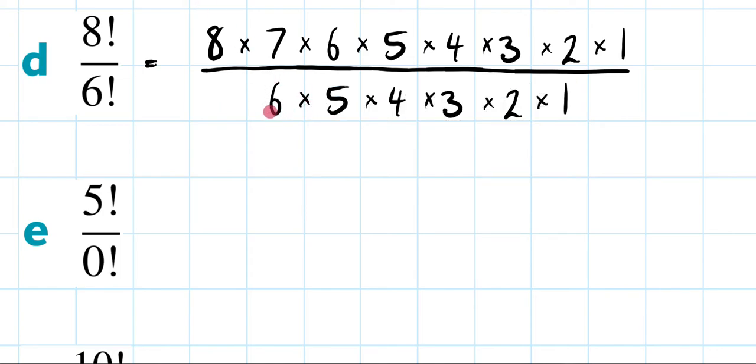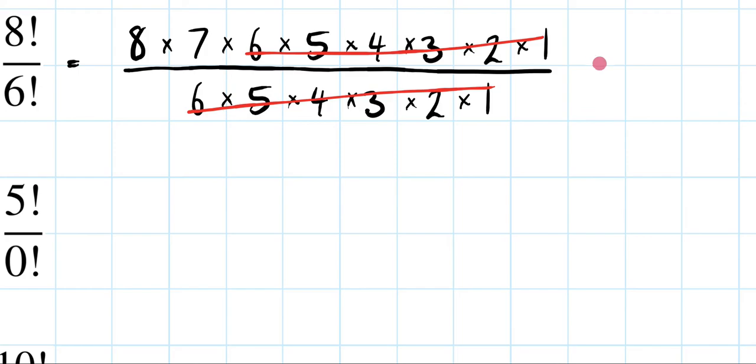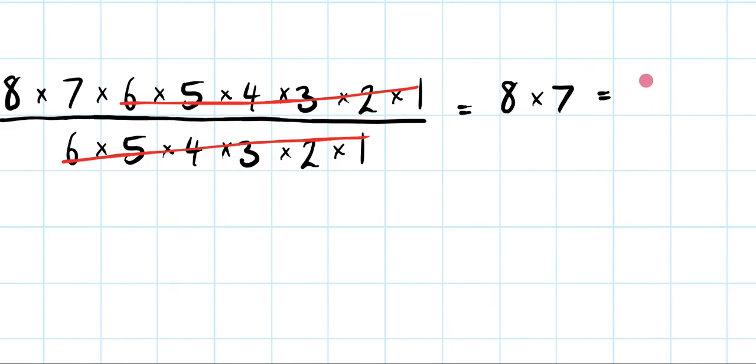Then I'm going to cancel that with that, which is just going to leave me with 8 times 7. So I'm going to come over here and say I'm left with 8 times 7, which is equal to 56. Get my highlighter, give that a highlight.